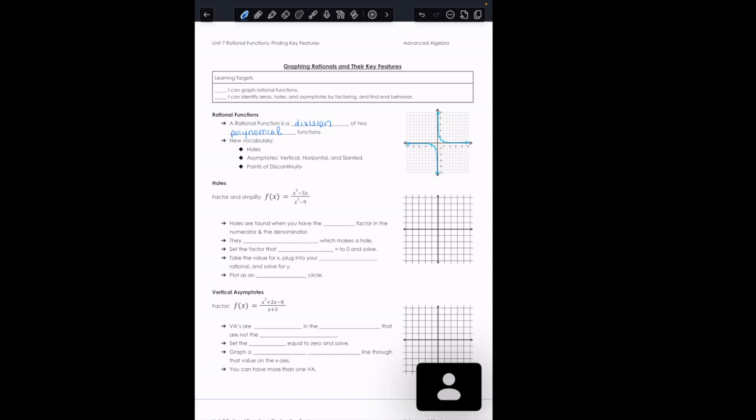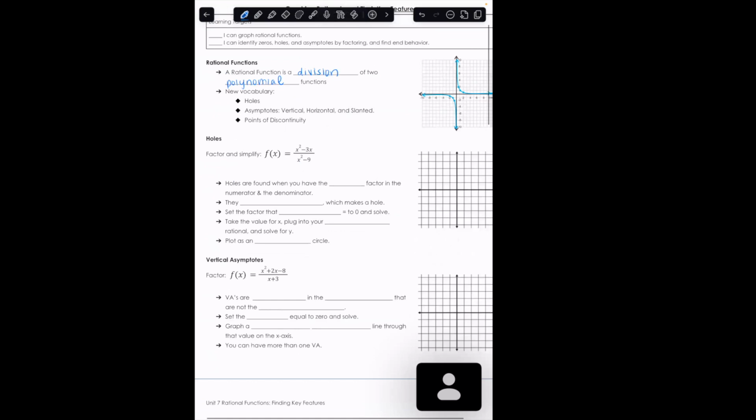So we're gonna first talk about holes. Your first thing that you're almost always gonna want to do on these is factor and simplify. This comes up all year, and I tell my students all year, what does it feel like you should do when you see a quadratic? Almost always you're gonna have to factor it, right? So when I see a quadratic, my brain is just already going, hey, I'm gonna need to factor this.